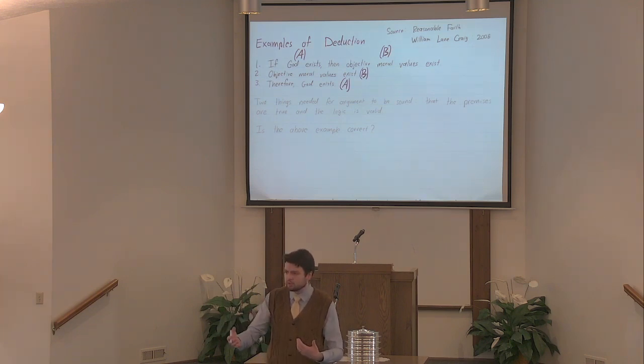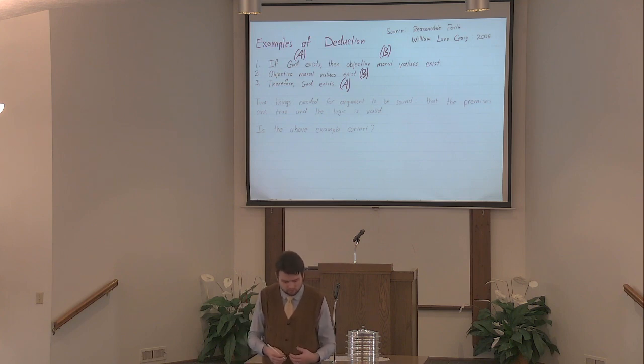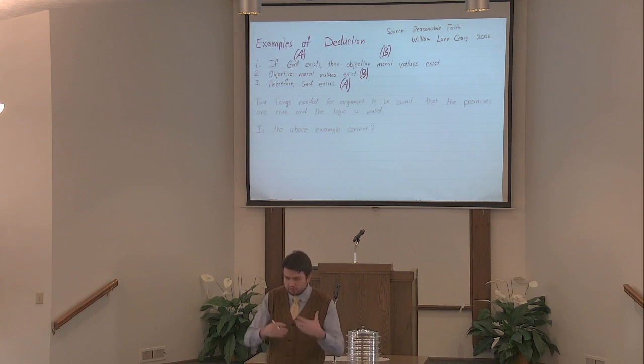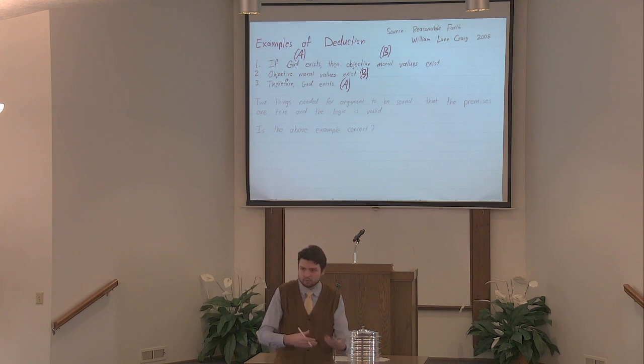You are stating that the conclusion is known to be true, therefore the premise is true. You can see how the conclusion objective moral values exist depends in the premise 1 on the existence of God. But then in premise 2, we just affirm that the conclusion is true and then use that to prove the premise. So it's backwards, really, from the way that this is supposed to work.